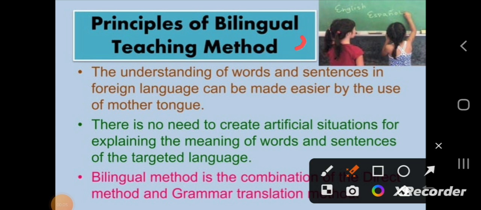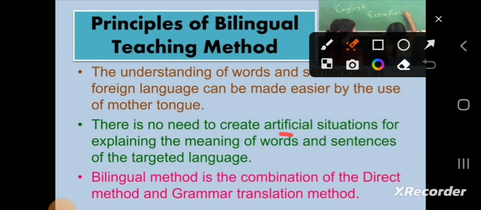Principles of bilingual teaching method. The understanding of words and sentences in foreign language can be made easier by the use of mother tongue. In the bilingual method, the use of the mother tongue, native language, is incorporated to make understanding easier. This contrasts with the direct method, which typically avoids the use of the native language to immerse learners directly in the target language. By explaining concepts, words, and sentences in the native language, learners can grasp meaning more effectively, especially in the early stages of learning.